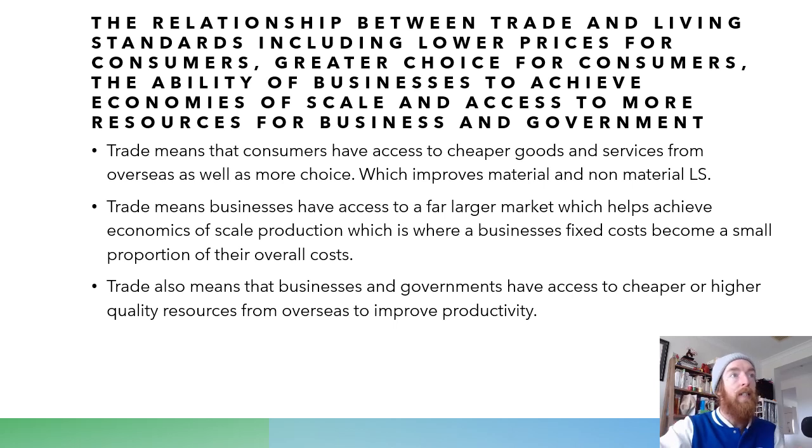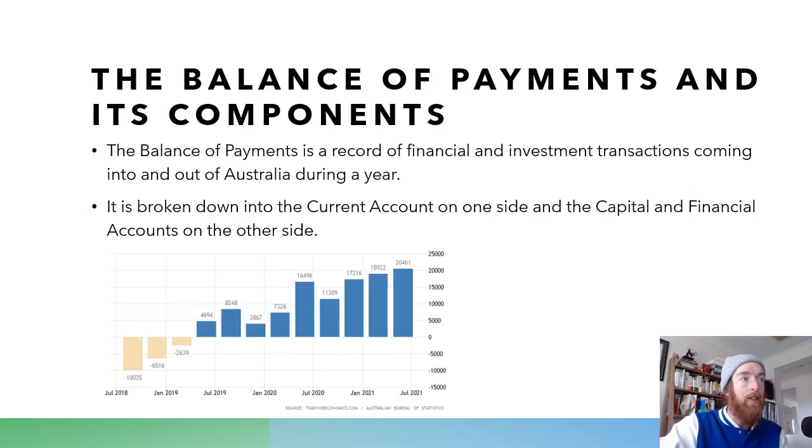Trade means that consumers have access to more goods and services than they would otherwise, and usually it's cheaper and they have more choice, which improves material and non-material living standards. Trade means that businesses have access to a far larger market, as well as access to cheaper imports to use in production, which can lower their overall production costs. It also helps them achieve economies of scale, which means their fixed costs become a smaller proportion of their overall costs. Trade also means that businesses and governments have access to cheaper and high quality resources.